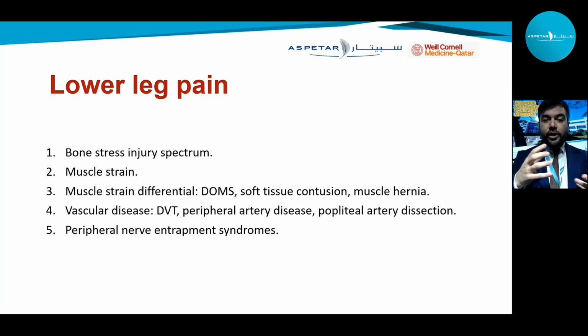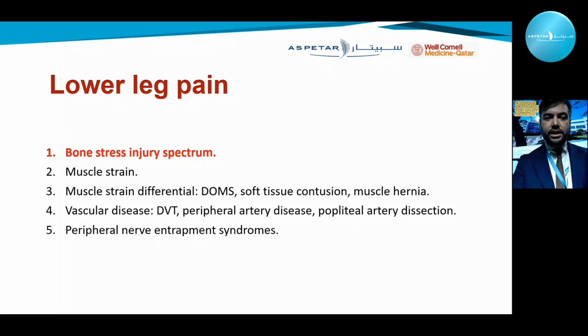So the following topics will be discussed. Any of these tissues can be damaged and can give pain. I will discuss the bone stress injury spectrum and muscle strain. I will also show some injuries of the muscle that are not muscle strain. I will talk also about a few pathologies regarding vascular disease and the peripheral nerve. So let's kick off with the bone stress injury spectrum.